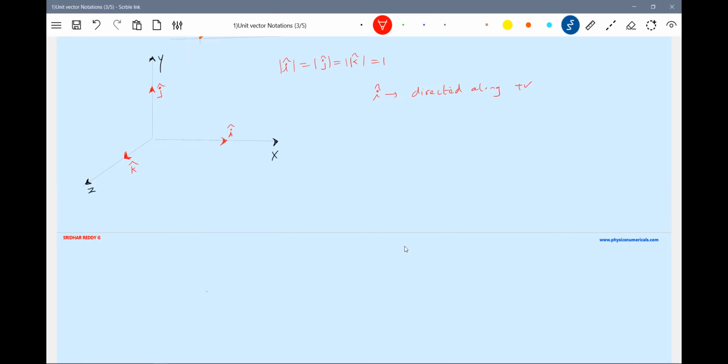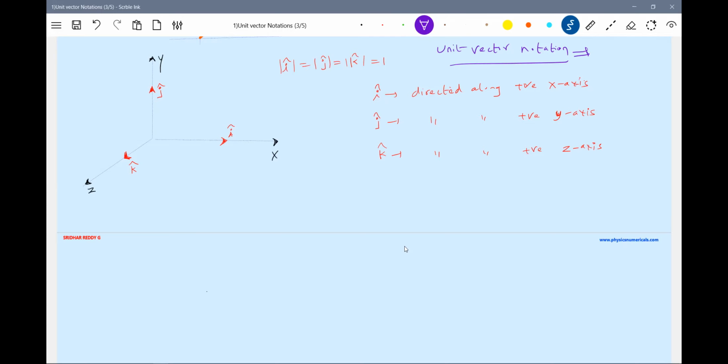I cap is directed along the positive x-axis. j cap is directed along the positive y-axis. k cap is directed along the positive z-axis. This is about the direction. It's a convention, called the unit vector notation. It's a rule, so we are going to follow it.